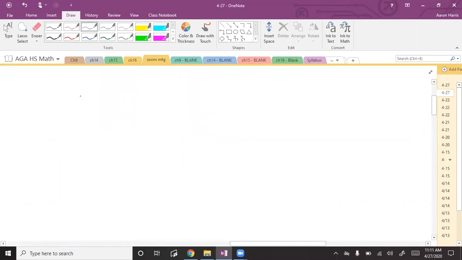I have 4xy. Let's put a squared on that. And let's compare it to 8xy squared. How do I do this? Well, first things first, always deal with the numbers first. So let's deal with the numbers.